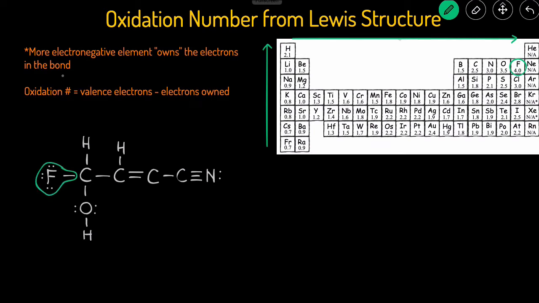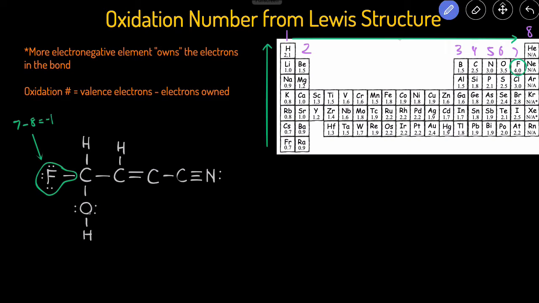Once you determine which electrons the element owns, then you can just use this equation. The oxidation number is going to equal the number of valence electrons minus the number of electrons owned. So for fluorine, fluorine has 7 valence electrons, and we know that because it's in the 7th column. 1, 2, 3, 4, 5, 6, 7. So it has 7 valence electrons. Then we're going to minus the number of electrons owned: 1, 2, 3, 4, 5, 6, 7, 8. And so its oxidation number would be -1. Each bond counts as 2 electrons, so that's how we got a total of 8 electrons that the fluorine owns.